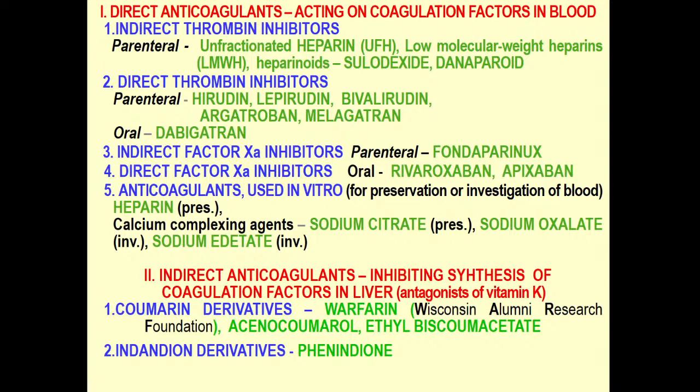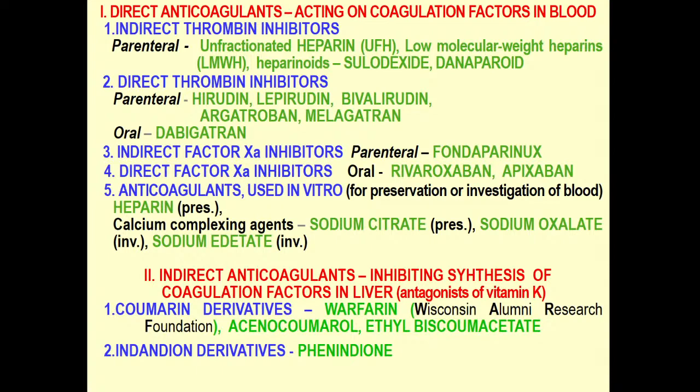Fifth group, anticoagulants used in vitro. For what do we use them in vitro? For preservation of blood, for hemotransfusion, or for investigation of blood.